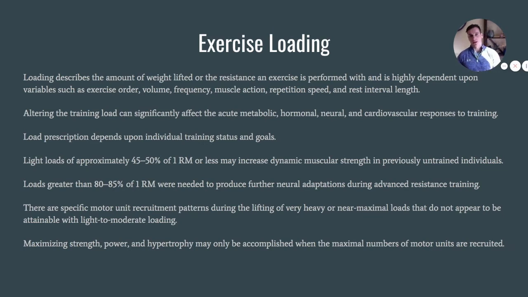So if you think back to last week when we were talking about the size principle of motor unit recruitment, obviously to recruit those type 2B, type 2X muscle fibers, we need to have significant loading. Otherwise, type 1 fibers are going to do all the work, and the response that we get is going to be very different. Okay, so obviously, as we said, maximizing strength, power, and hypertrophy may only be accomplished when the maximal number of motor units are recruited, which is why we want that extra load. Okay.